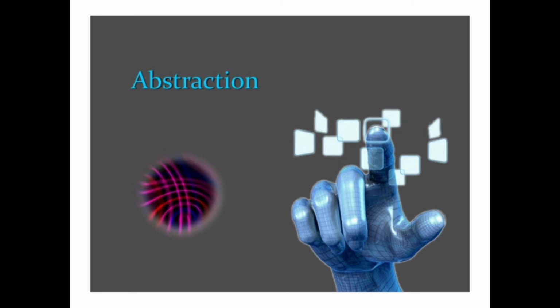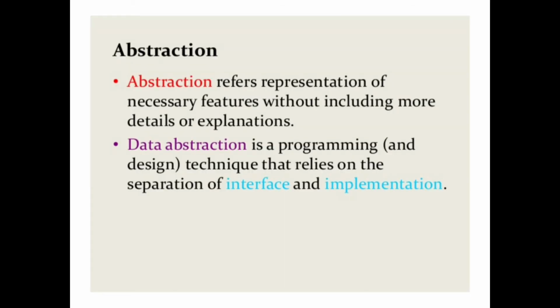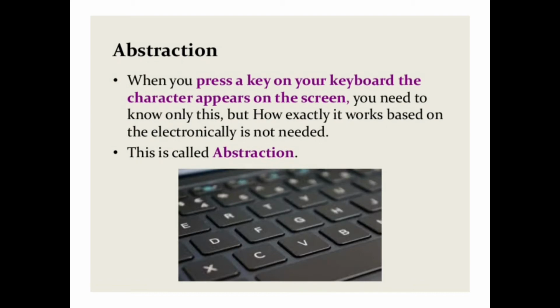The fourth one is abstraction. Abstraction refers to the representation of necessary features without including more details or explanations. Data abstraction is a programming technique that relies on the separation of interface and implementation. When you press a key on a keyboard, the character appears on the screen. You need to know only this, but how exactly it works electronically is not needed.